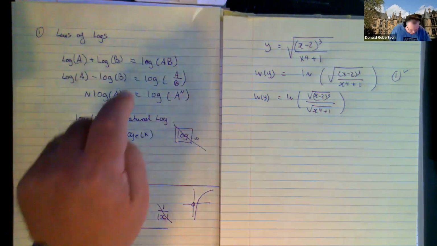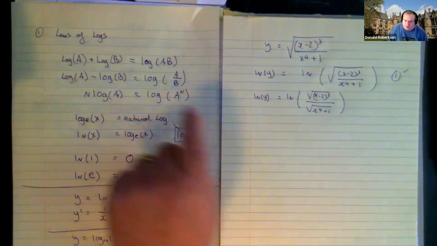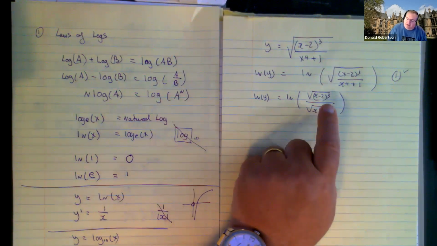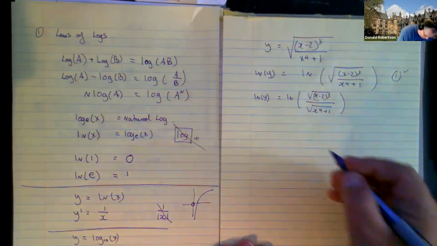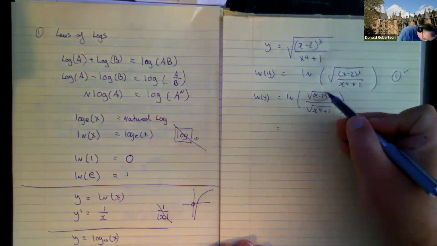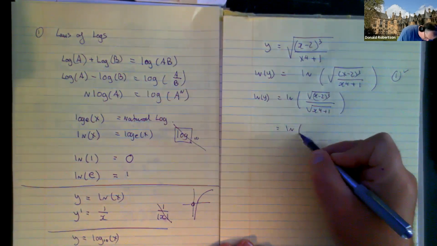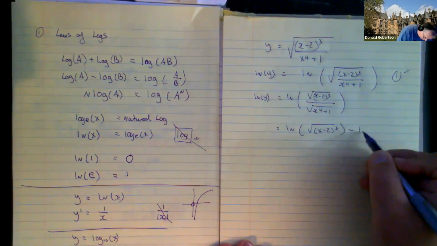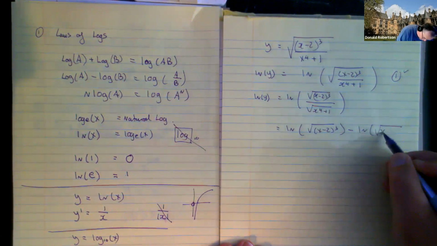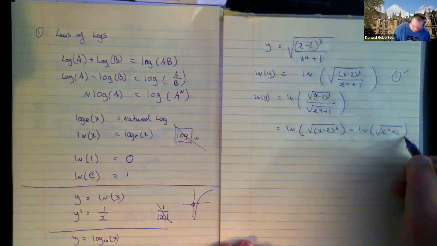I'm going to use these laws to slowly but surely turn this into something much nicer to differentiate. Would you agree it's a top guy divided by a bottom? So it could be the log of the square root of x minus 2 cubed, take away the log of the square root of x to the 4 plus 1. Are you comfortable with that?